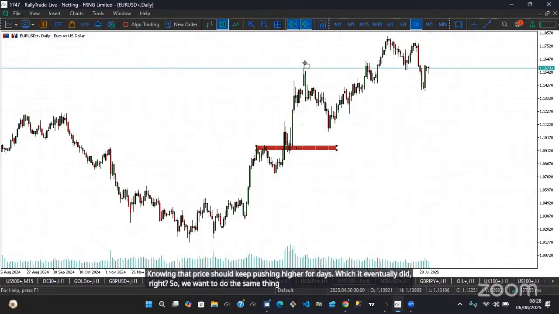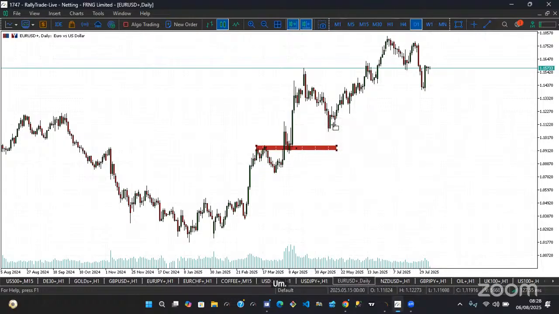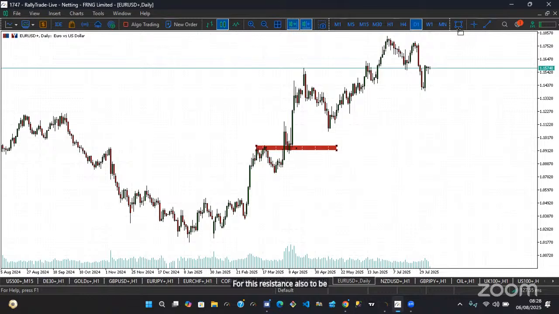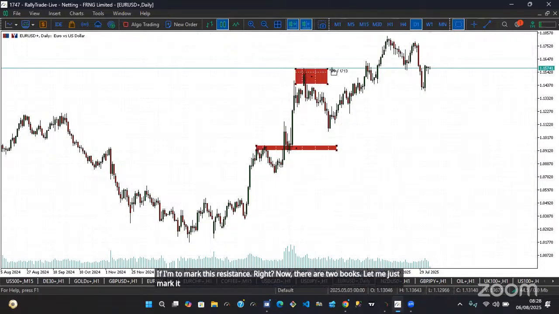It created a massive resistance here and this massive retracement. So that's what qualifies the zone. When there is a resistance, the retracement has to be significant for this resistance also to be significant. So if I'm to do the same thing, if I'm to mark this resistance, right? Now there are two, but let me just mark it around this area from here all the way up here and I extend to the future.